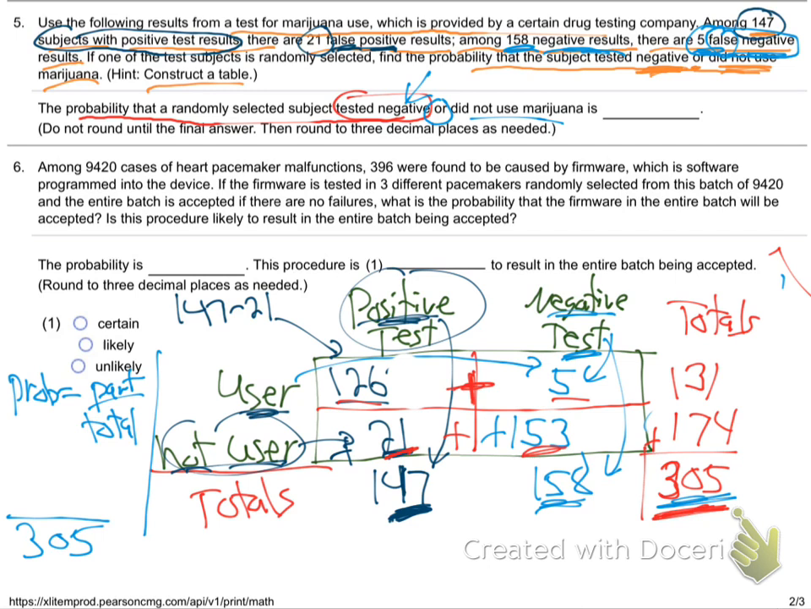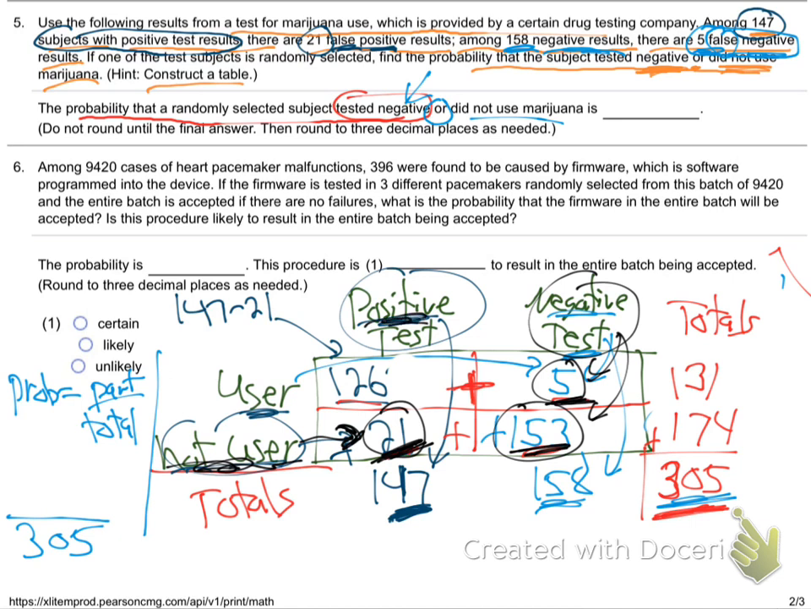Okay, just looking at the four inside numbers, not the totals. How many people tested negative? These people and these people all tested negative, or did not use. Who else was not a user? These guys. So we're talking about this group and this group. Both these groups tested negative, or were not a user. These people were not users, even though they tested positive.